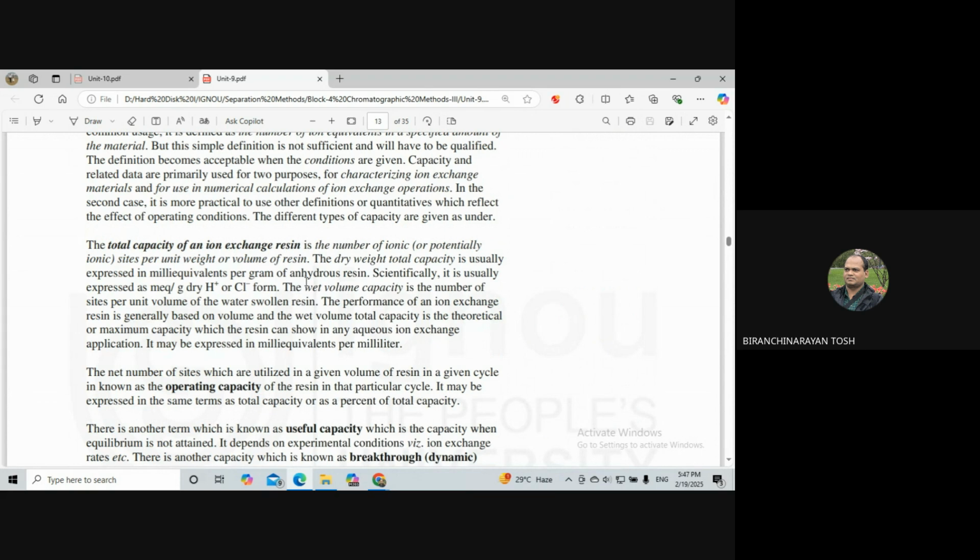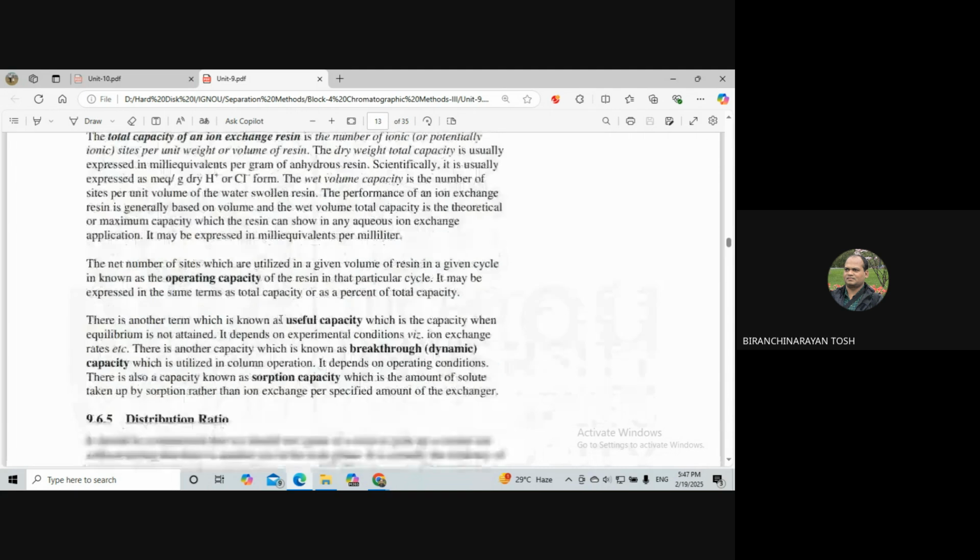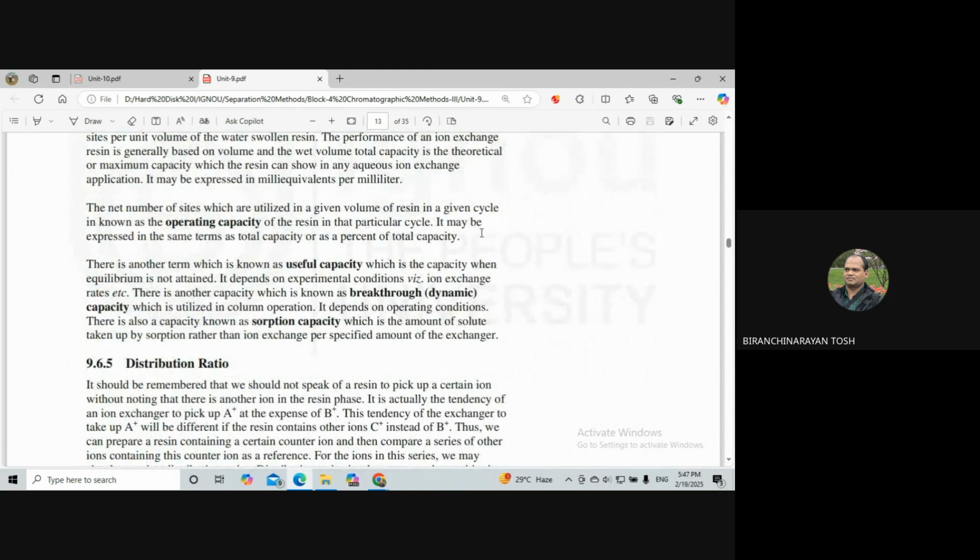The dry weight total capacity is usually expressed in milliequivalent per gram of anhydrous resin. Scientifically, it is usually expressed as milliequivalent per gram. The weight volume capacity is the number of sites per unit volume of water-swollen resin. So the net number of sites which are utilized in a given volume of resin in a given cycle is known as operating capacity. Another term is useful capacity, which is the capacity when equilibrium is not attained; it depends on experimental conditions such as ion exchange rates.